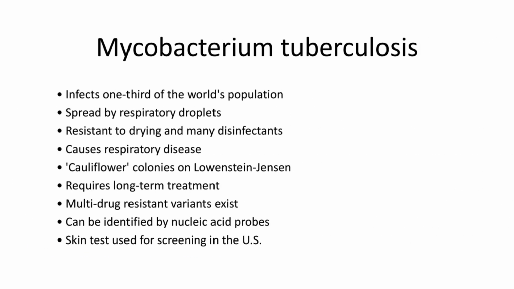Mycobacterium tuberculosis infects about 1/3 of the world's population. It spreads through respiratory droplets and is highly resistant to drying and many disinfectants. This organism is most notorious for causing respiratory disease. On Lowenstein Jensen medium, it produces characteristic cauliflower colonies.